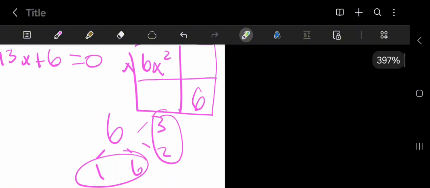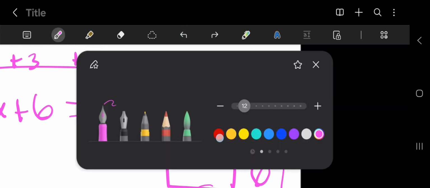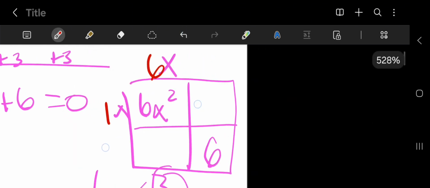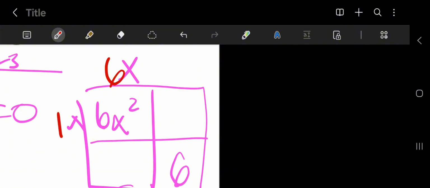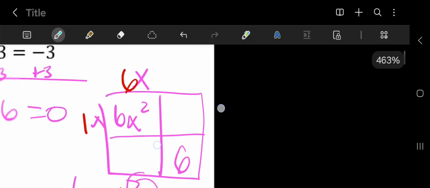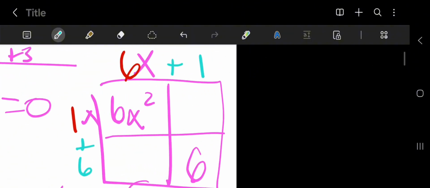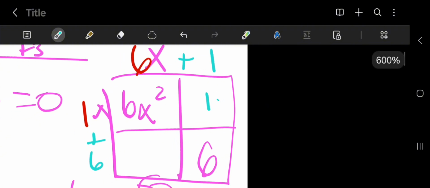So right now let's try 1 and 6. I'm going to do 1 here. Actually, let me use a different color so you guys can really see that. So we're going to do 1 and then 6 here. If we try to solve this, I'm just going to use the same numbers for these other ones, so I'll put 1 here and 6 here. What this is saying is that 1x times 6x makes 6x squared, right? We know that. Now 1 times 1 is 1, and 6 times 6 is 36x. Oh, I forgot that x right there.